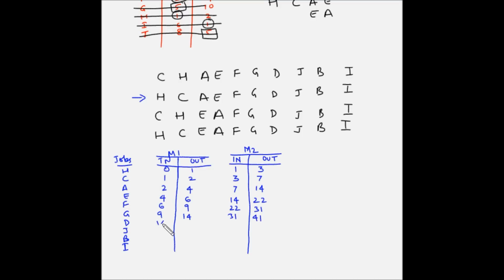D can go in at the 14th hour, and it takes 6 hours, so it will be out on the 20th hour. Now D can go into M2 at the 41st hour, and D takes 7 hours there, so it will be out at the 48th hour. Now J can go into M1 at the 20th hour, and it takes 8 hours there, so it will be out on the 28th hour. J will then go into M2 on the 48th hour, and it takes 5 hours there, so it will be out on the 53rd hour.